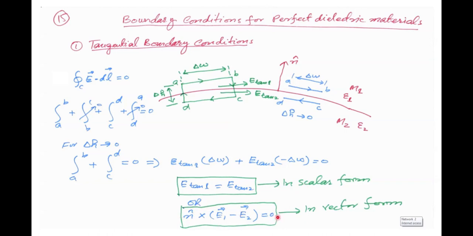In vector form, you can write the above equation in this form, where n represents the normal to the interface: n cross (E1, the total electric field in material 1, minus E2, the total electric field in material 2) is equal to 0 at the boundary. These two relations represent the tangential boundary conditions, that is, how to obtain the tangential component of electric field at an interface between two dielectric materials.